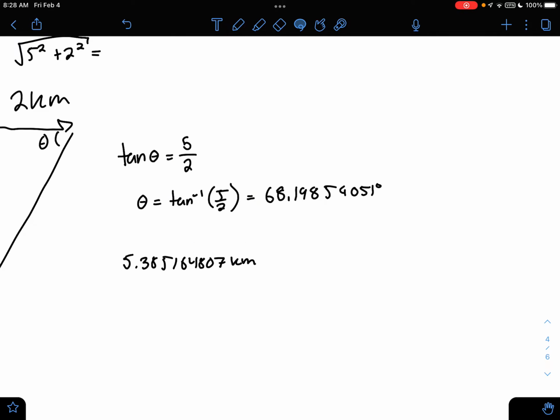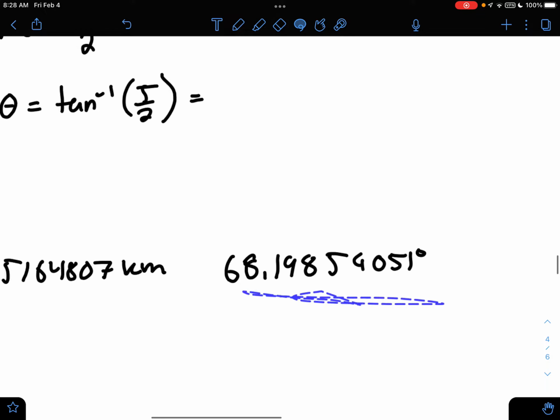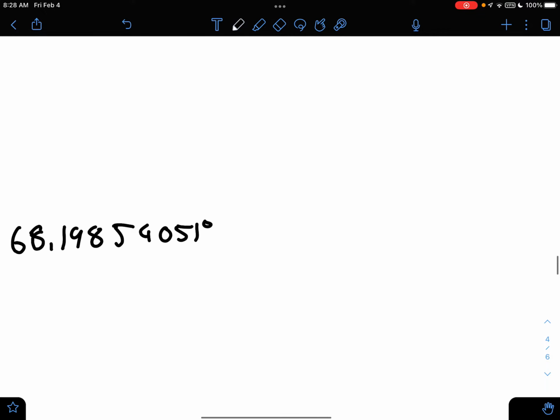So that's going to be our answer: 5.3 however many kilometers, and here's our direction. So we have a magnitude and a direction, so we have a vector. And this is south of west.